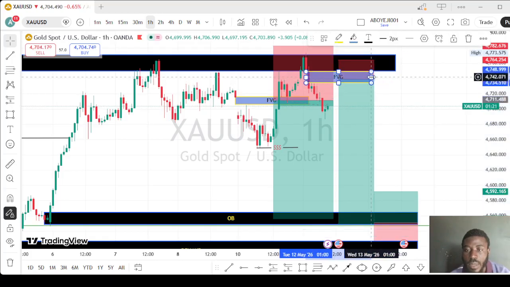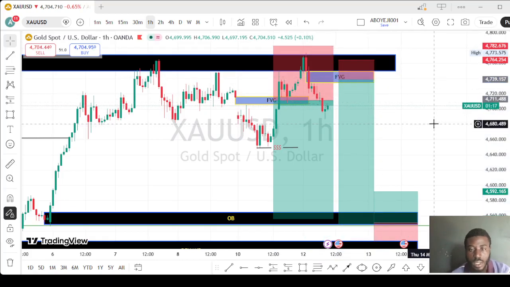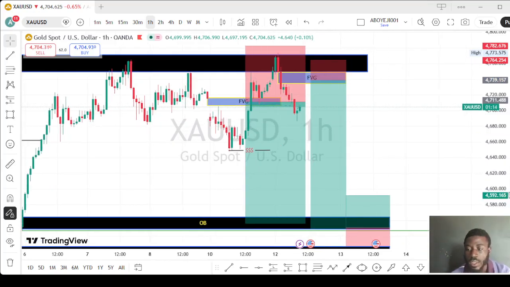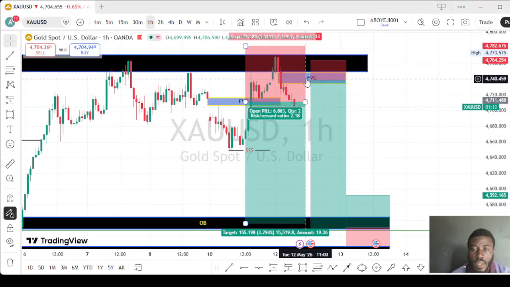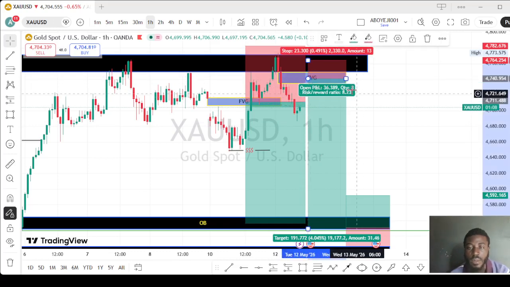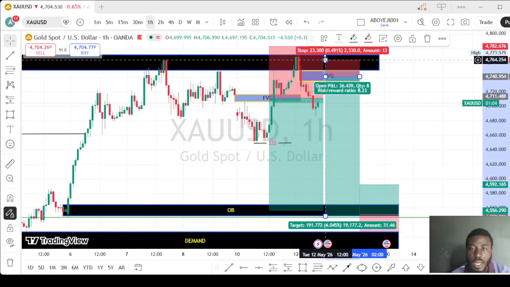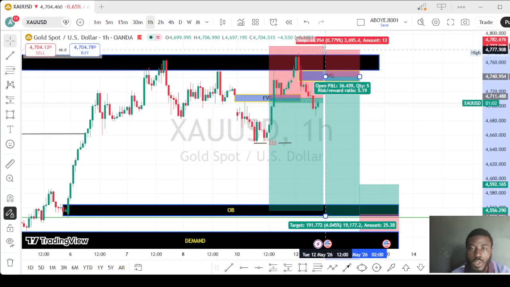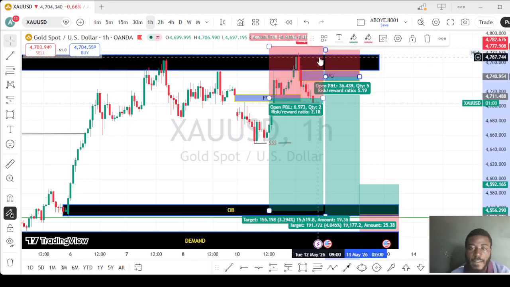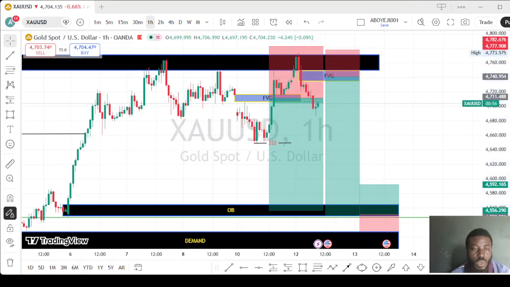I'm still expecting the market to come back here. This is the next opportunity. I'm still expecting the market to come back to give me a bearish move, and our stop loss will be above here again. Our stop loss will be above there. So this is what I'm seeing.